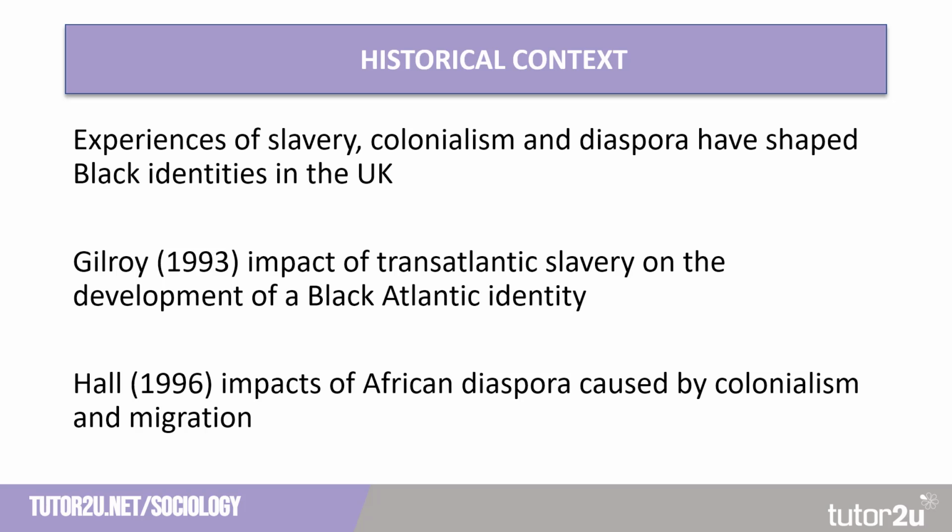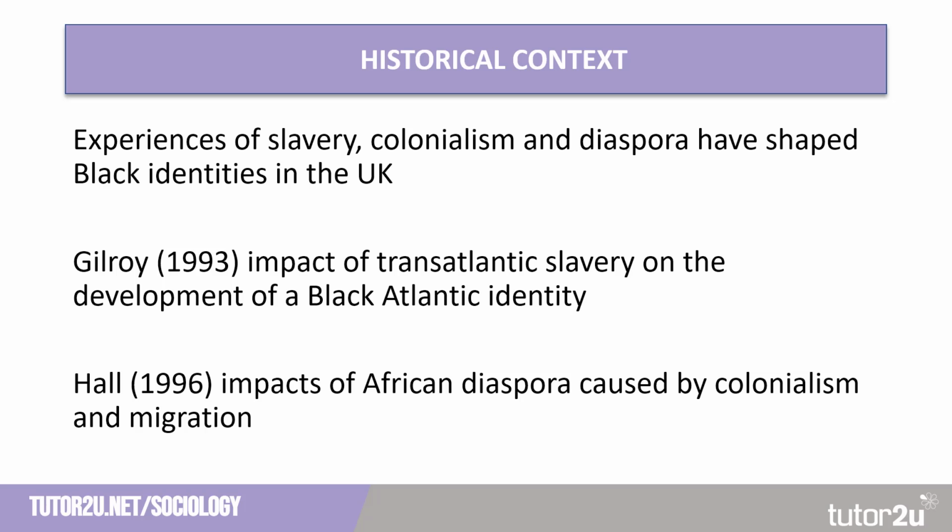Research into the formation of black identities in the UK has identified several key factors that influence this process. Firstly, the historical context. Historical experiences such as slavery, colonialism and migration have profoundly shaped black identities in the UK, with the legacy of slavery and colonialism contributing to the construction of racial hierarchies and stereotypes, influencing how black individuals are perceived and how they perceive themselves. Migration patterns, including the Windrush generation from the Caribbean and subsequent waves of immigration from Africa, have brought diverse black communities to the UK, each with its own cultural, social and historical background.